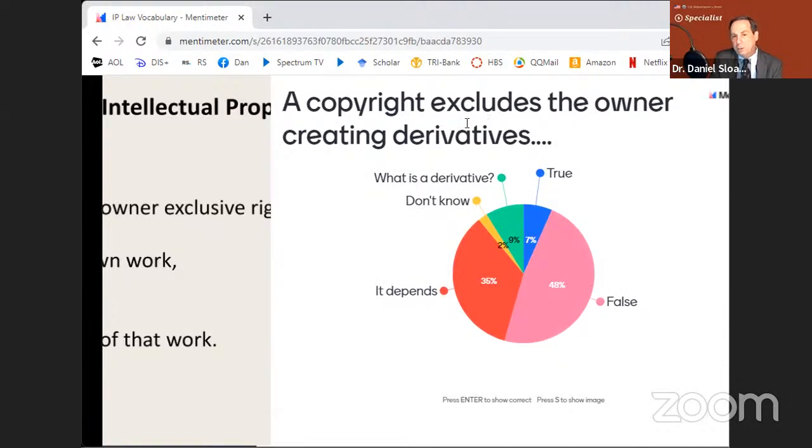So the word excludes is the key here. We could replace the word exclude with prevents or does not allow. So the copyright does allow creating derivatives. So this would be a true statement.